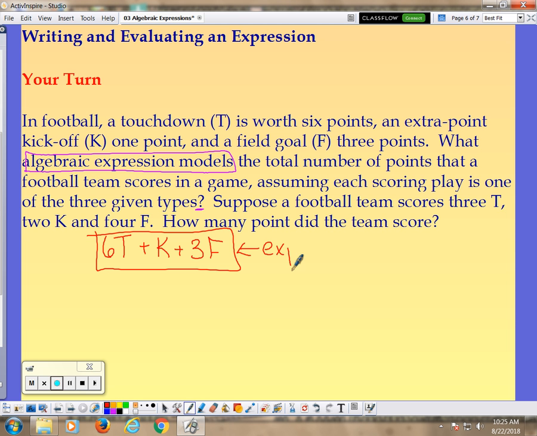A lot of times people will forget to write me the expressions on a test, and that is some major point loss. If it asks for the expression, you must write the expression. So now I finished this one. Boom, that part's done. So suppose a football team scores 3 touchdowns, 2 kickoffs, and 4 field goals. So how many points did the team score?